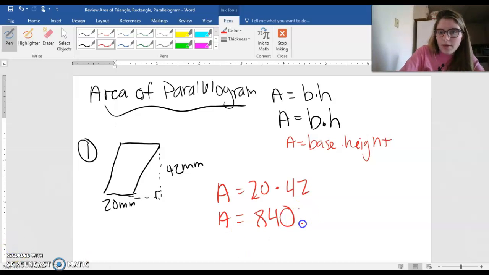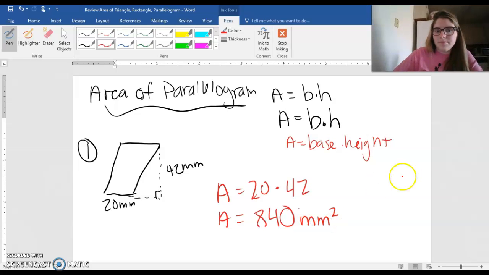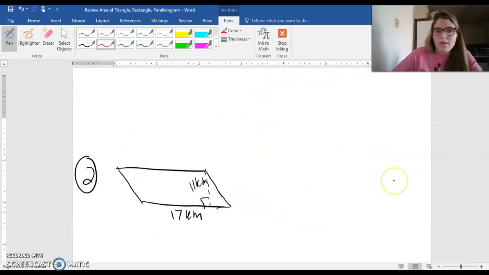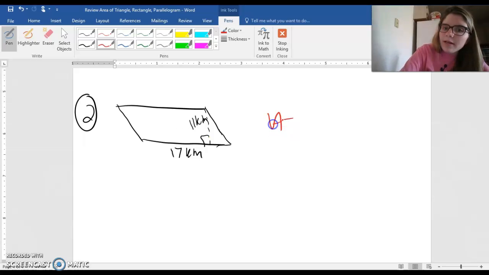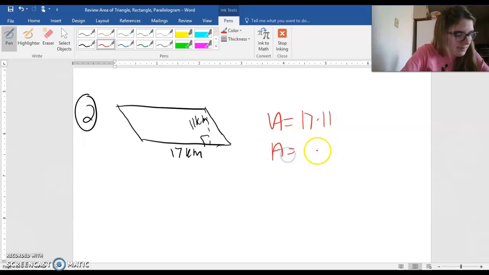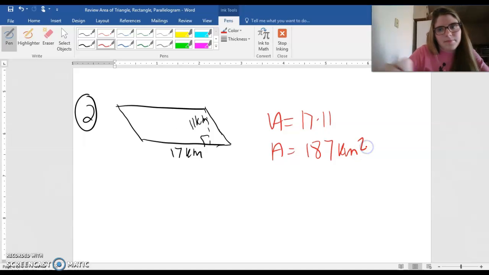So it's 840 millimeters squared. The next one, I have my base would be 17 and my height would be 11. So I'm going to have my area equals, that's supposed to be an A, 17 times 11. So my area, 17 times 11 is 187 kilometers squared.